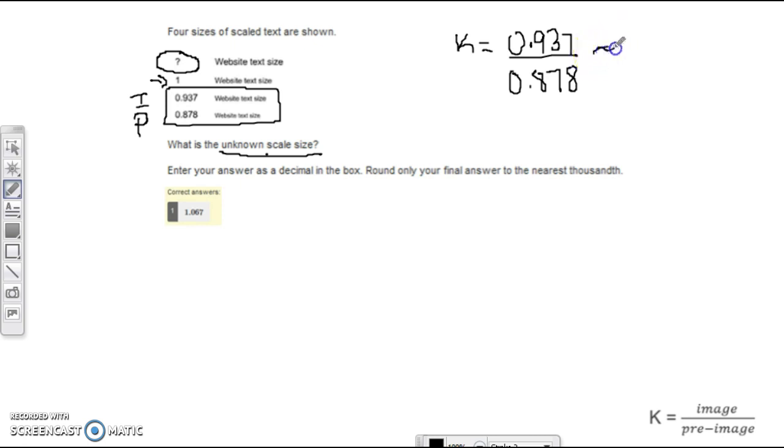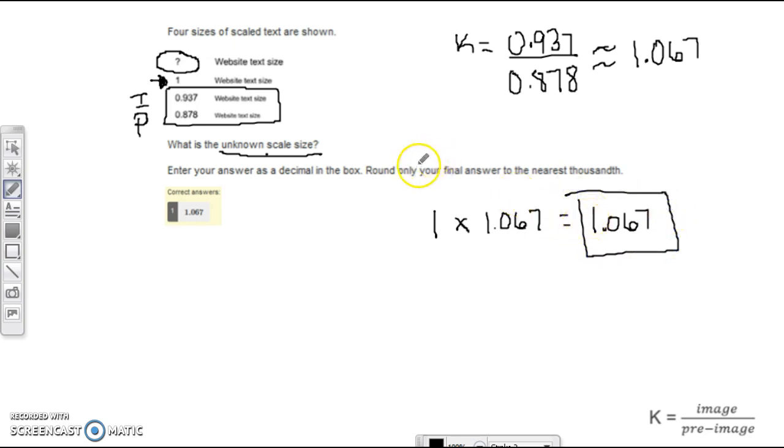And when I divide those, I get approximately 1.06719, yada, yada, yada. So that's my scale factor. Well, we want to know the next larger size after 1. So we would take 1 and multiply it by that scale factor because we want to know the next larger size. Of course, anytime you multiply 1 by something, it stays the same. So the next larger size would be 1.067.